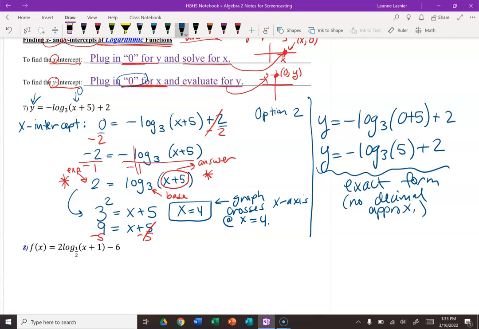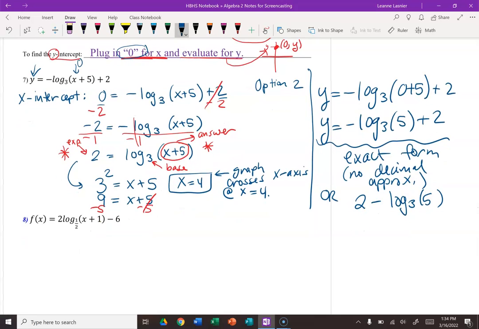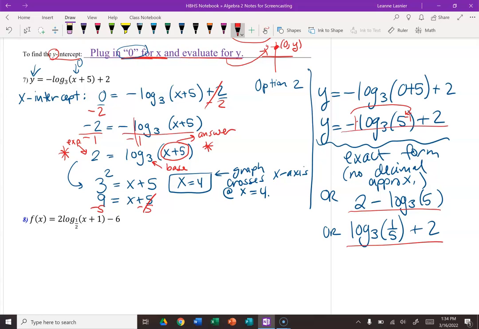This is just the exact form. And you can write the exact form in a couple of ways. You could write it like this, 2 minus the log base 3 of 5. So you could just reorder that and make sure you keep the log negative. Or you can think of it as the log base 3 of 1/5 plus 2, because if you think of the negative in front as a negative 1, you can think of that as the exponent inside, and something to the negative 1 power would just flip it over. So either this or this is fine. Each one of these are all referring to the same value.